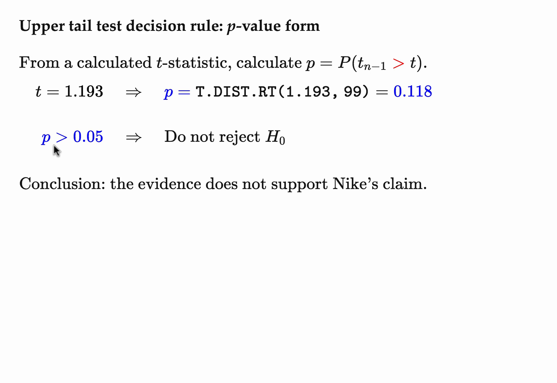The decision rule is we will reject the null if the p-value is less than 0.05. Well, the p-value is not less than 0.05, so we will not reject the null, and the evidence is not supporting Nike's claim in this case. And that's where we'd finish the hypothesis test. That answers the question using the p-value decision rule.